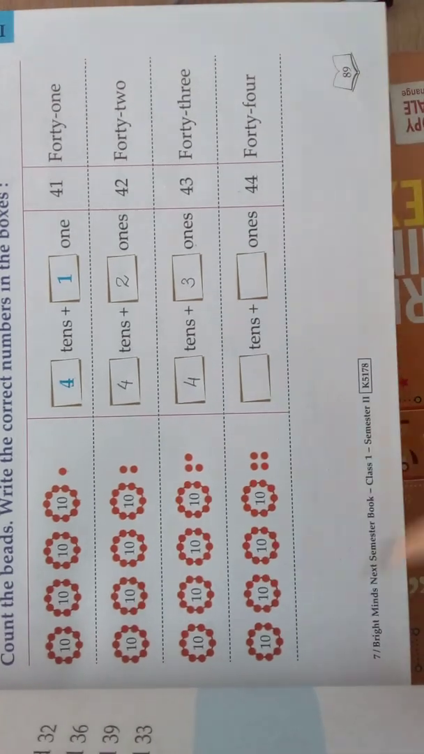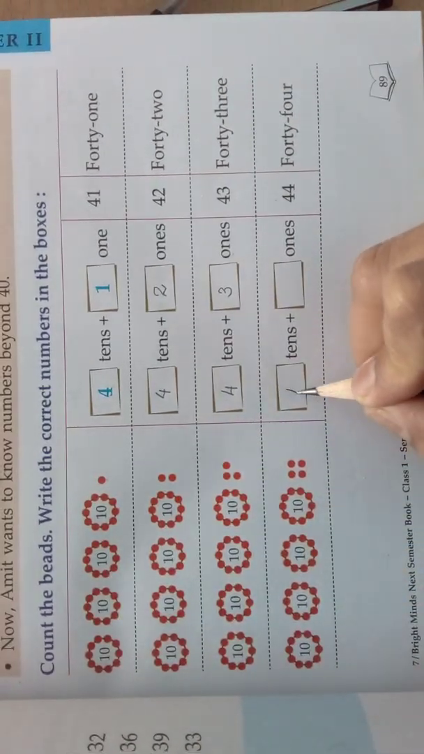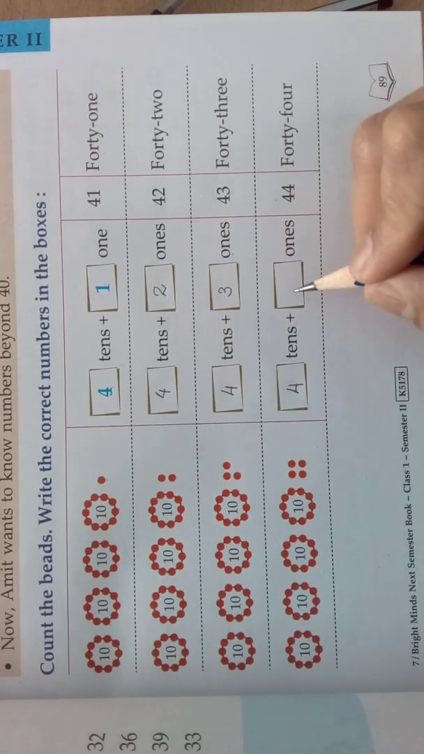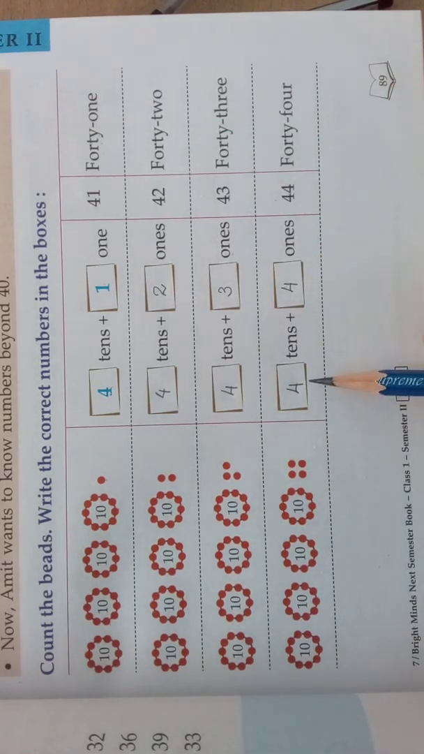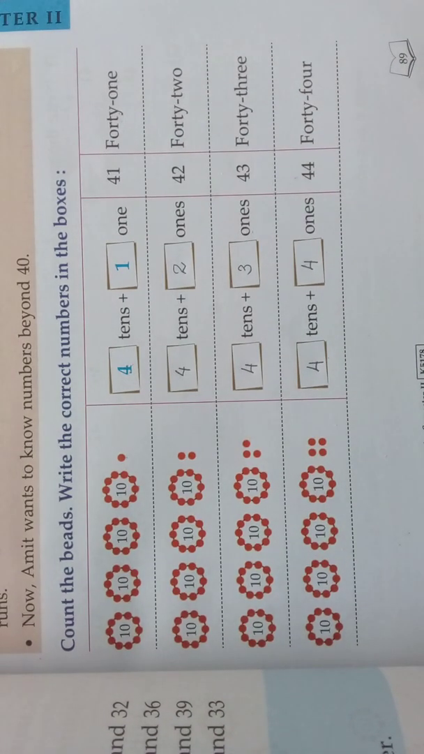See here. How many tens are there? 4 tens again. And how many ones are there? 4 ones. So 4 tens and 4 ones makes 44. Understood children? Come, we will go to the next page. Turn that page children.